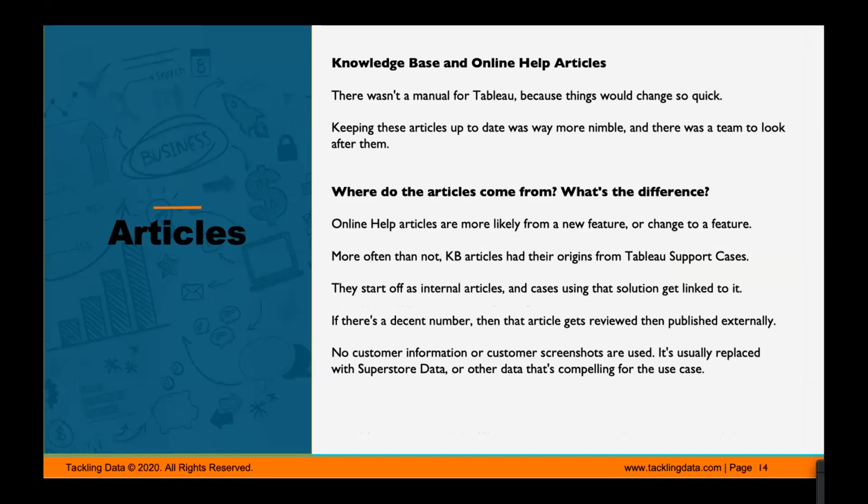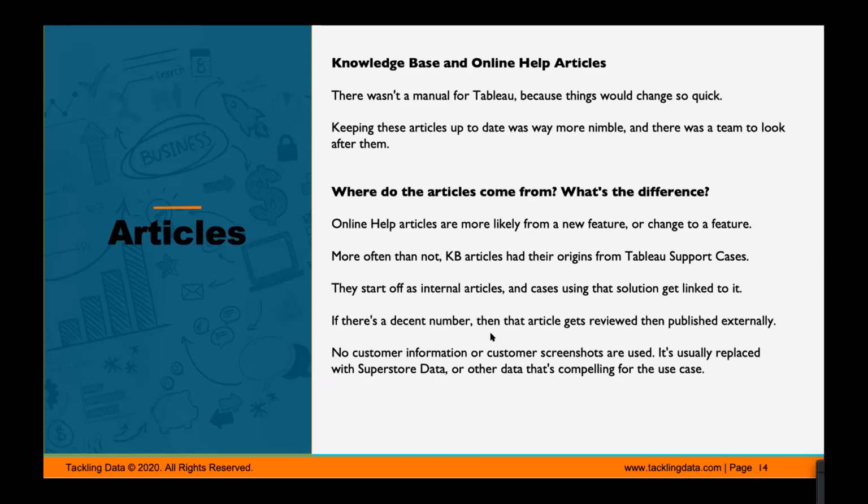And where do the articles come from, and what's the difference? So online help is usually with a new feature or a change to a feature. And more often than not, knowledge-based articles had their origins in a Tableau support case. I know I have created a few based off of customers that came to me with some questions, and then I put it through to the internal knowledge base. And enough customers were getting helped by that article that it eventually became a published article.